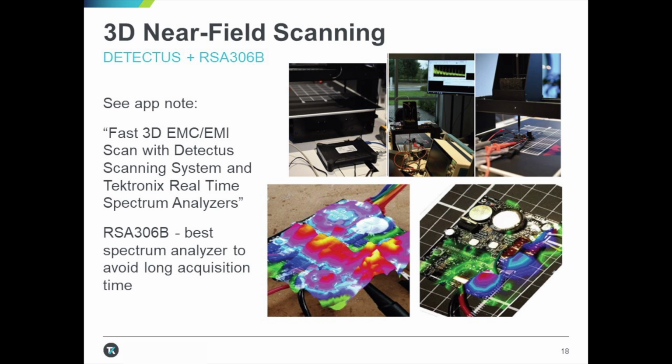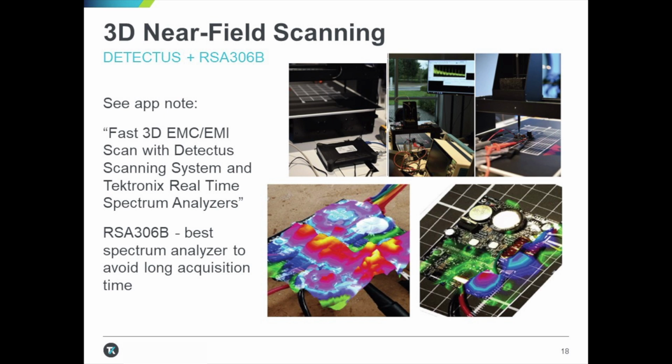For every point on the board of the analysis, the acquisition needed to be completed on a whole spectrum and transferred to a laptop for processing the acquired data. The best companion spectrum analyzer to avoid long acquisition time is the RSA306B spectrum analyzer.